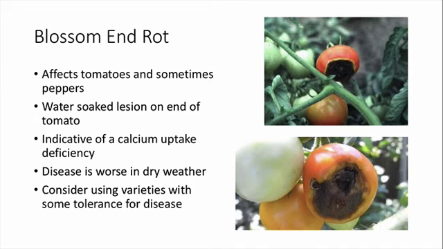There are tolerant varieties, so you may want to do that. In somewhat rainy New York, we don't seem to have it so badly, but just be careful if we are having a dry summer, to make sure your tomatoes are well irrigated. So that'll help keep calcium uptake going, so you won't have the blossom end rot.